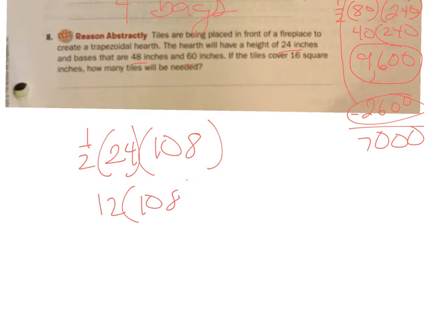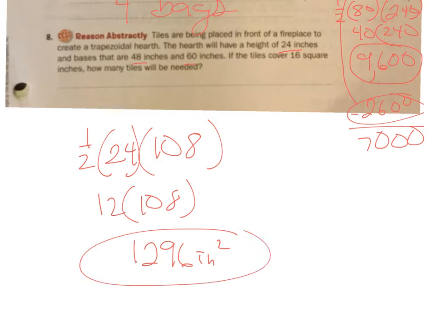So let's find the area of the whole trapezoid. So it's 1/2 times the height, 24, and then add my bases up. Bases are 48 plus 60. That's 108. Okay, 24 times 1/2 is 12. 12 times 108 equals 1,296 inches squared. So there's the area.